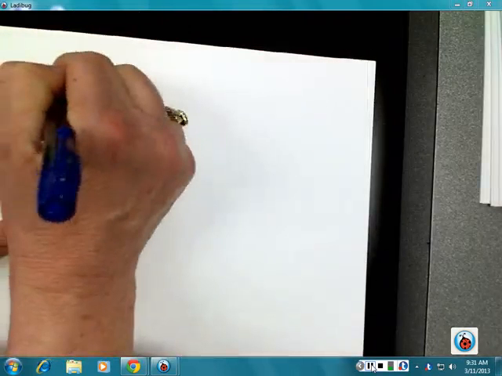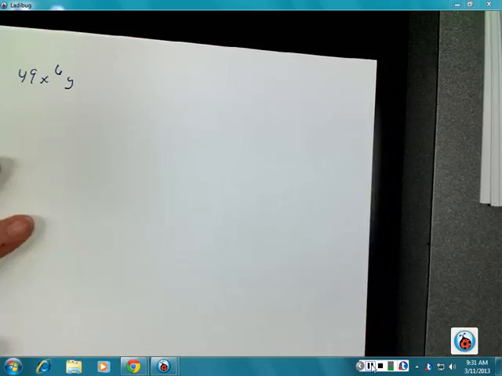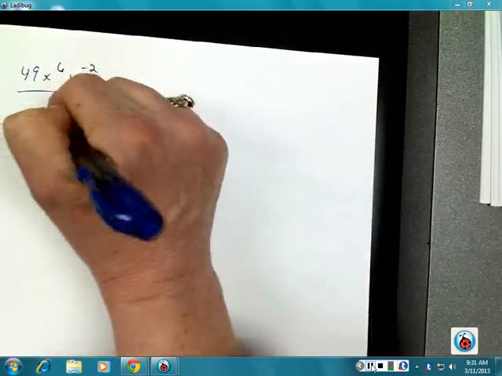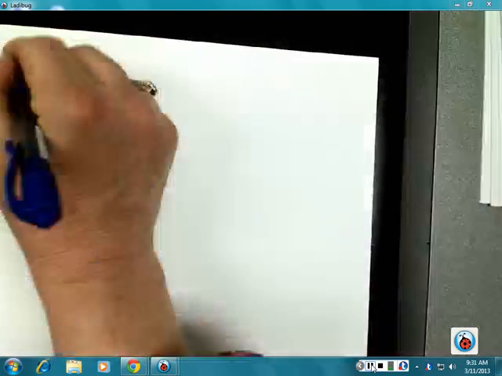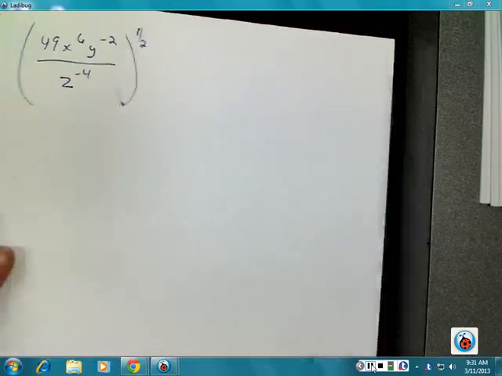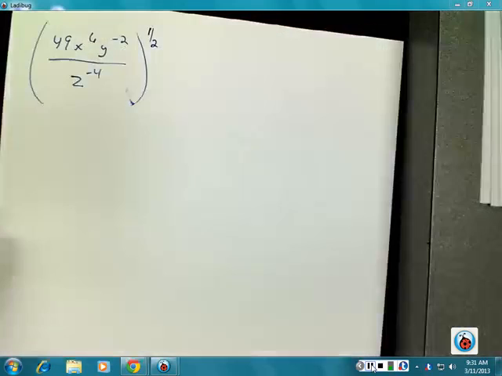Other ones we got in here. 49, x to the 6th, y to the negative 2nd, z to the negative 4th, all raised to the 1/2. So we got some work in there to do. So first off, I got some negative exponents. So can I leave them where they're at?